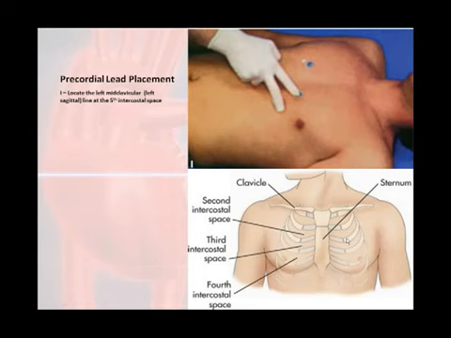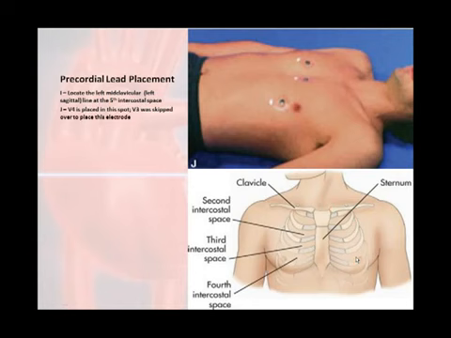Our next step is to find the left midclavicular line in the fifth intercostal space. I'm going to start here, and I'm also going to look over here, and go from the midclavicular line down to the fifth intercostal space. Once I find the midclavicular line, fifth intercostal space, I'm going to place V4. Now notice I skipped over V3.